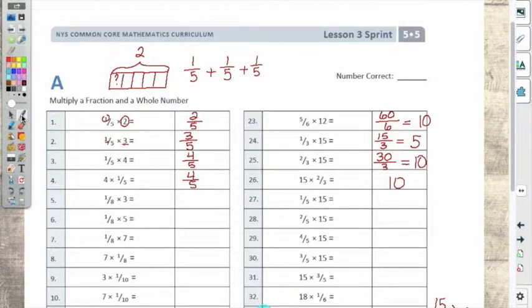90/6 equals 15. 24/4 equals 6. 72/4 equals 18. 32/8 equals 4. 96/8 equals 12. 160/8 equals 20. 224/8 equals 28. 270/9 equals 30. 441/9 equals 49. 168/7 equals 24. 294/7 equals 42.